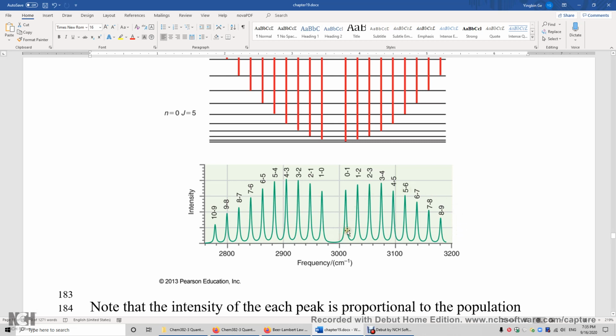Now on this side, delta J is plus 1. This is your R branch. Over here, delta J is negative 1. You can see from 1 to 0, 2 to 1, 3 to 2, the change is negative 1. You're looking at a P branch here. That's why if you have a high-resolution infrared spectrum of HCl, you're going to see many, many peaks. Again, in the middle, there's a gap. The pure vibrational transition does not occur.